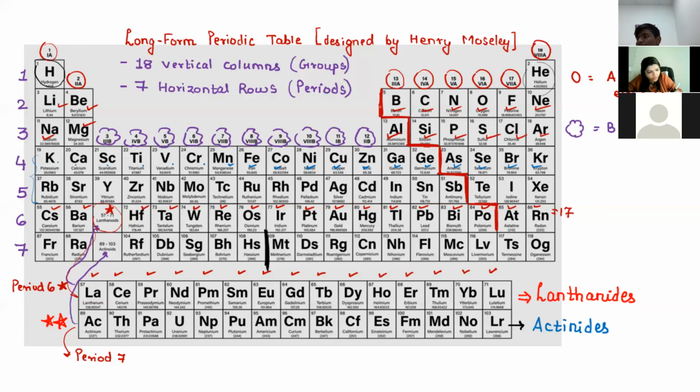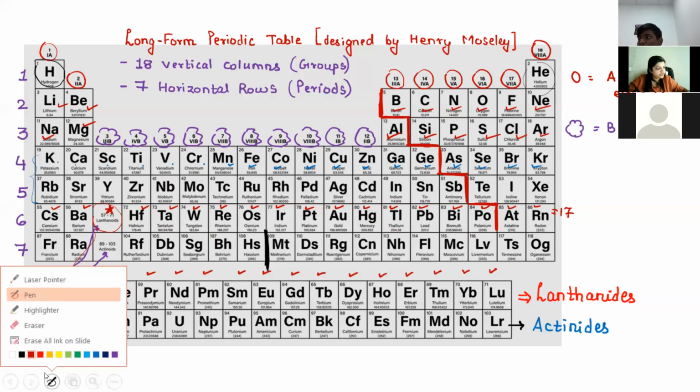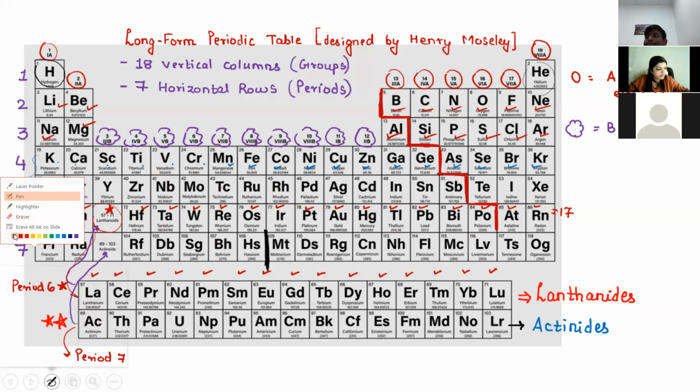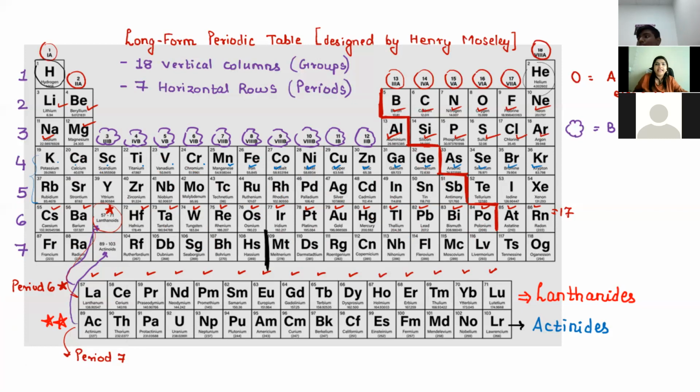So you know this border line, all the elements which are on the left hand side of the border line, all the elements means all these elements which are on the left hand side of the border line, they all are metals. Okay, so over here you can make one note that elements on the left hand side of the border line are metals.